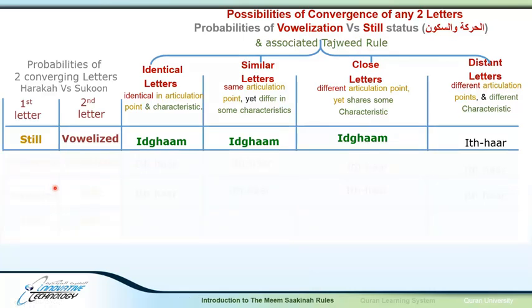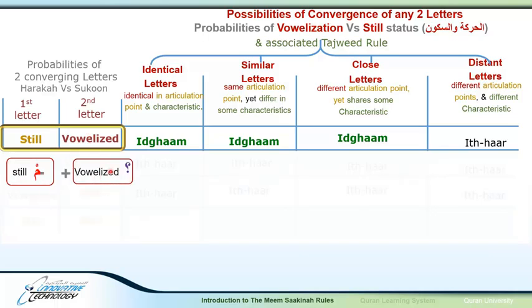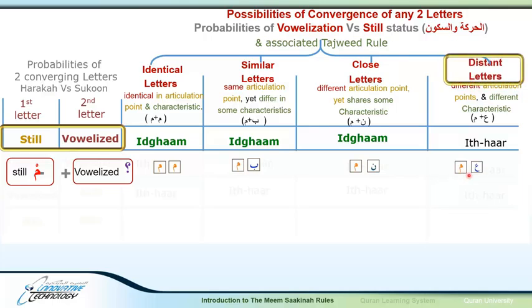We'll realize that the rules of Meem Sakinah are a special case of two converging letters. The first one is a still Meem followed by a vowelized letter, whatever it is. The two converging letters will be identical if we have a Meem and Meem. If we want to take an example of similar letters, we have the Meem and Ba. They are similar because they both articulate at the lips. They are both labial letters. An example of close letters is Meem and Noon, since both share the characteristic of Gunnah, nasalization, while an example of distant letters is Meem and Ain, since they neither share the articulation point nor any of their characteristics.